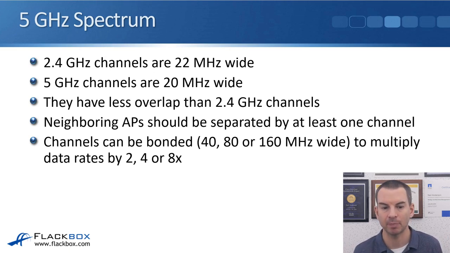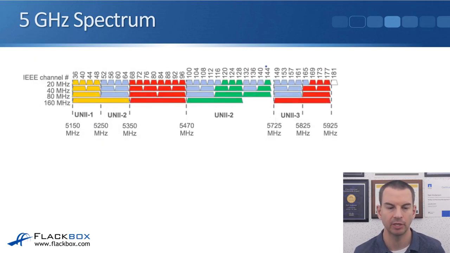With the 5 gigahertz spectrum, channels can be bonded. So with a single channel, it is 20 megahertz wide. You can bond 2 together to make it 40 megahertz wide. You can bond 4 together to get 80, and you can bond 8 together to get 160. And that multiplies the data rates by 2, 4, or 8, depending on whether you're going for 40, 80 or 160. So let's have a look at that.